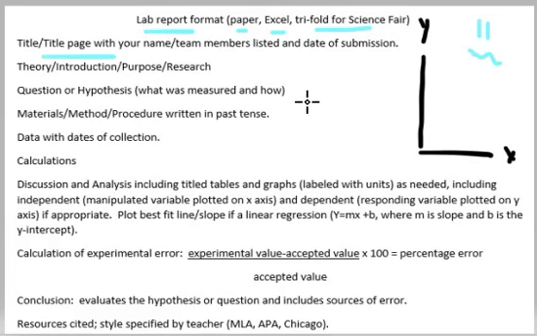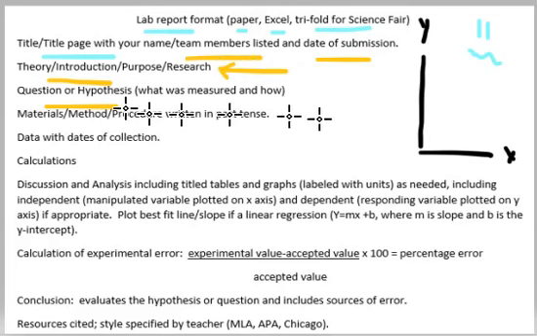Give me a title and a title page. Give me the names of the team members and the date of submission. Tell me about the topic. What past research has been done? What is the question or hypothesis? What is going to be measured and how will it be measured? What are the materials and procedure you're using in this project?